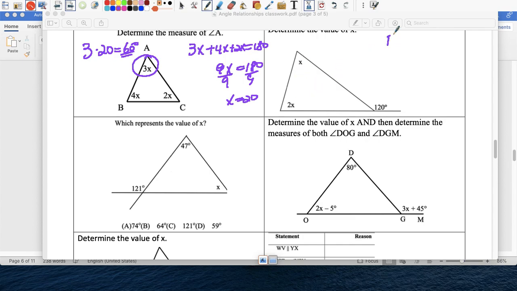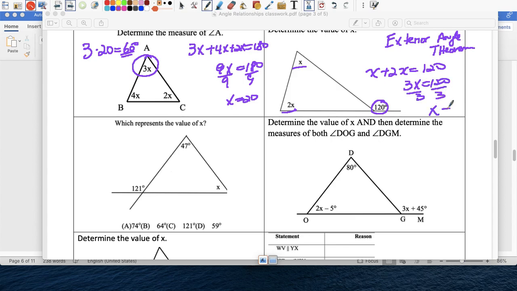This is the exterior angle theorem, right? Exterior angle theorem, which says that the outside angle, this exterior angle here, is equal to the sum of the interior angles, these two that are not adjacent to 120. So we can say that x plus 2x is equal to 120. That's the exterior angle theorem. So now solve: 3x equals 120. Divide by 3, x equals 40.